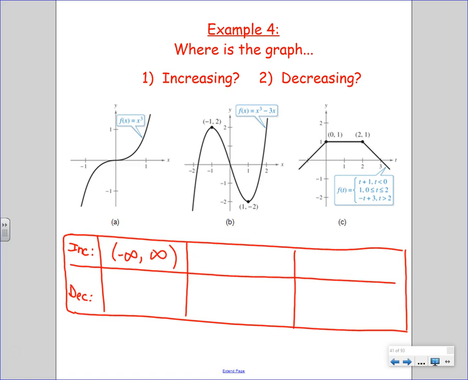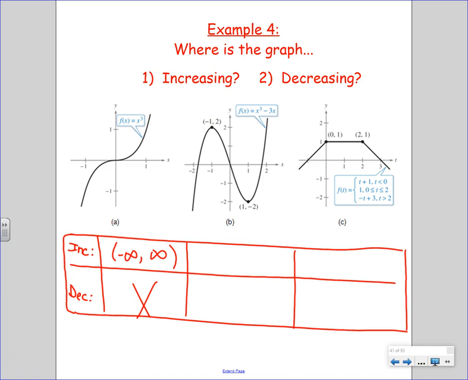Well, I'll put constant in parentheses, I suppose. No, we'll just leave it. We're not in calculus yet. So I just get a quick little preview. Is it decreasing anywhere? No. It's not decreasing anywhere. It's not going down anywhere.